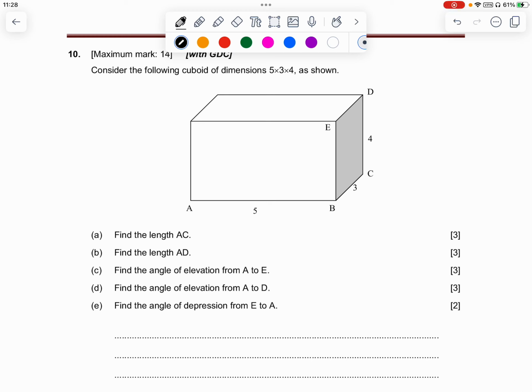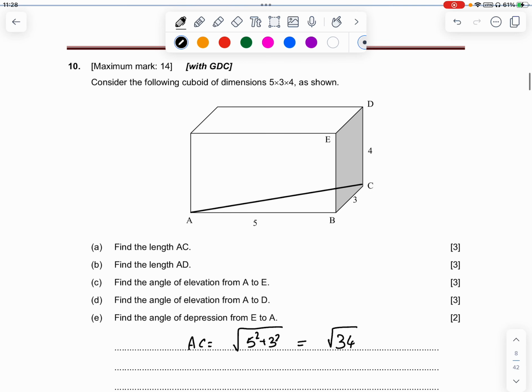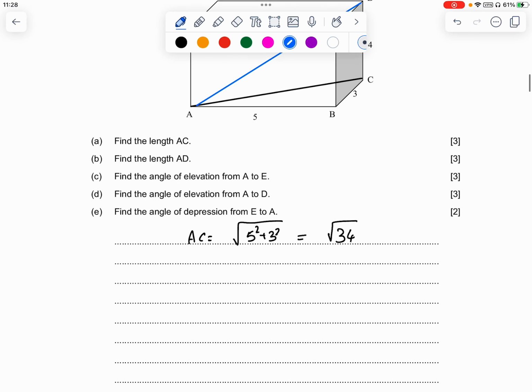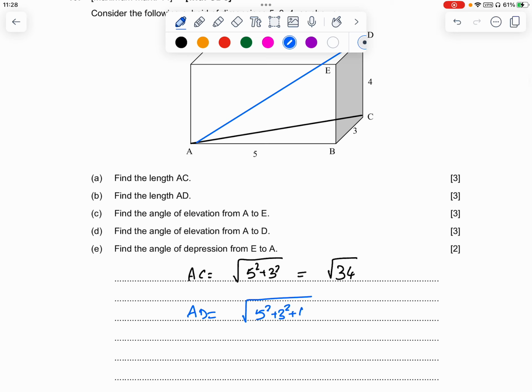Question number 10. Find the length of AC. AC is the diagonal for the down triangle 5 and 3. So AC equals square root of 5 square plus 3 square, which is square root of 34. Find AD. AD is the diagonal of the room. We can call it the diagonal of the total figure. So AD will be equal to square root of 5 square plus 3 square plus 4 square, which is going to be square root 50.